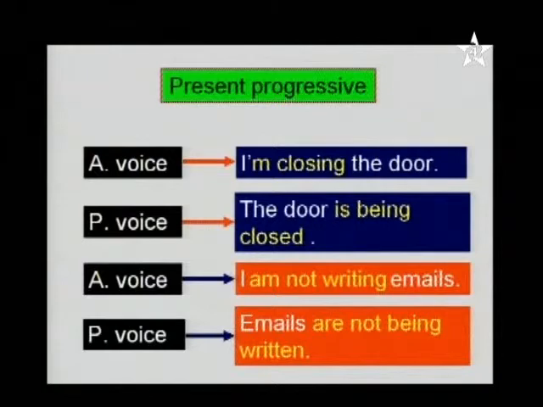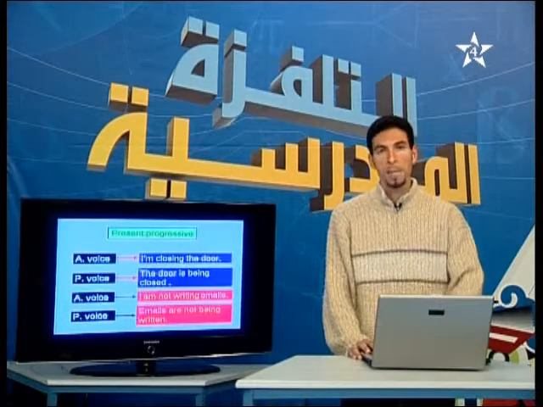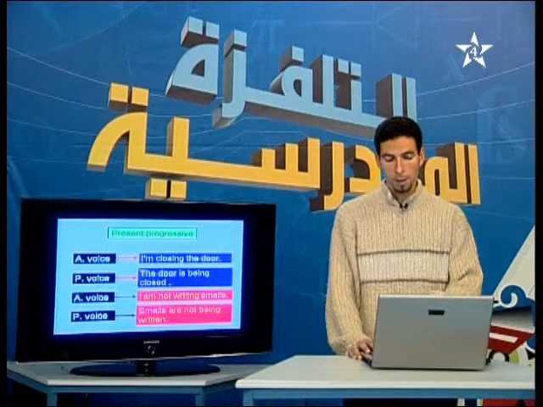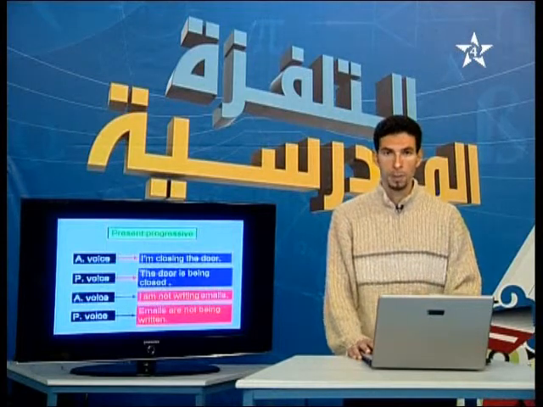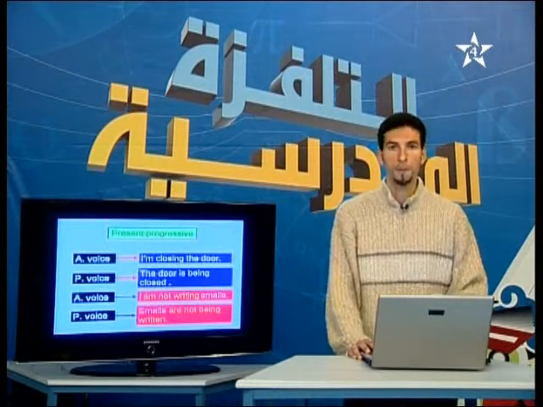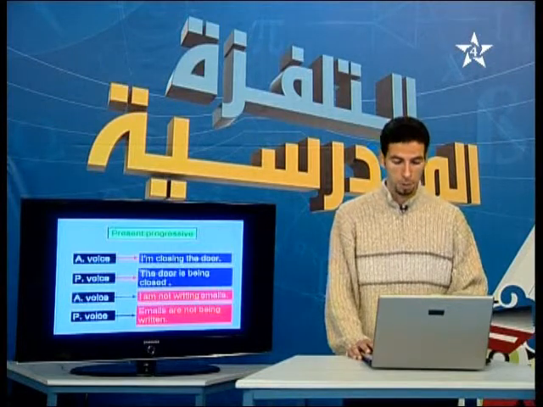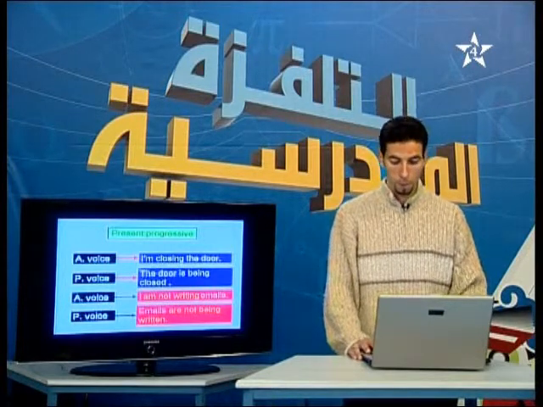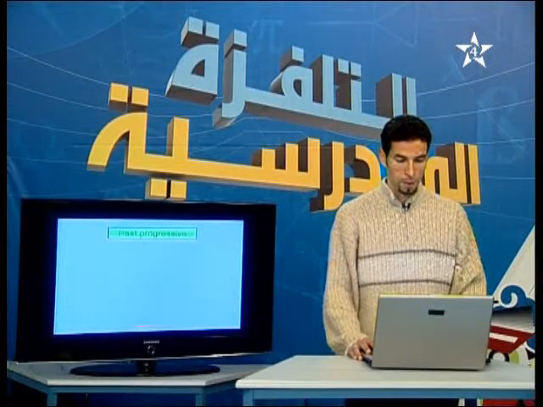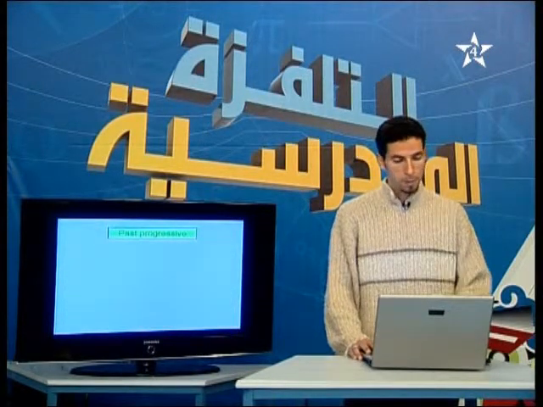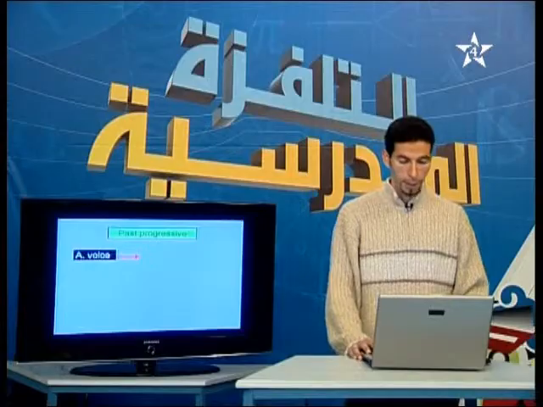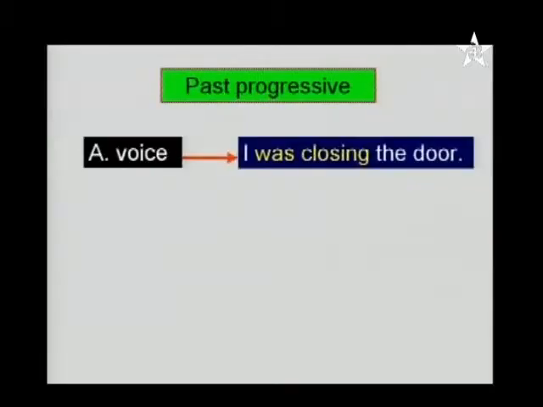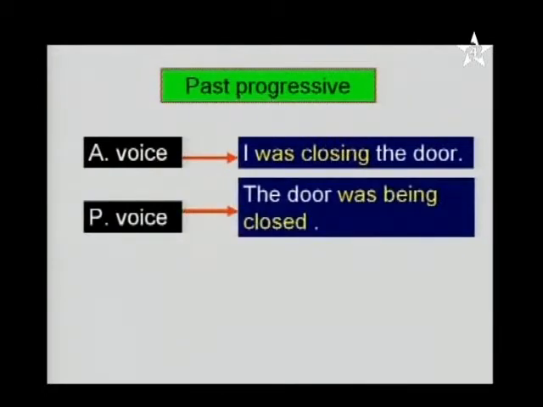So in progressive tenses, notice being is repeated. Okay, it is an essential, absolutely indispensable ingredient in the passive voice form of the active sentence. Past progressive, dealt with systematically, like active voice, I was closing the door. Passive voice, can you guess the sentence? The door was being closed.